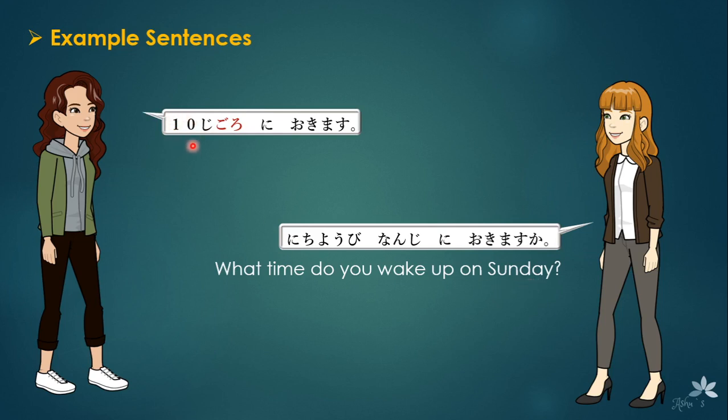Sophia says, 10時頃に起きます。Here she says, I wake up around 10 o'clock. Goro means around. We don't exactly, sharply wake up at 10 or 11 or 6. So we wake up around 10 minutes here and there. So to tell that, use the word goro after the time, not before the time, after the time. 10時頃に起きます means I wake up around 10 o'clock.